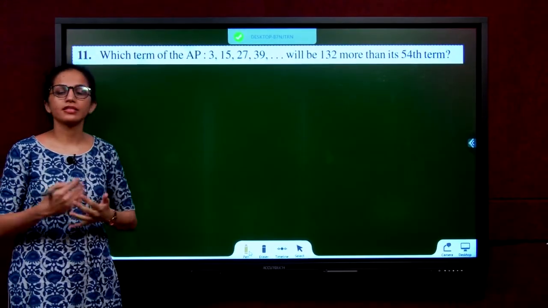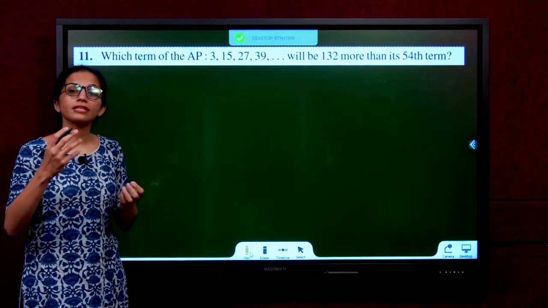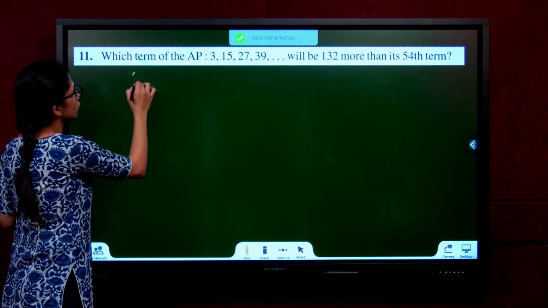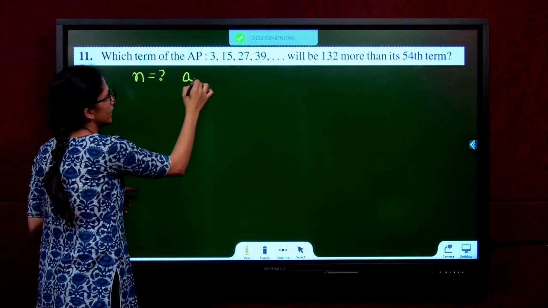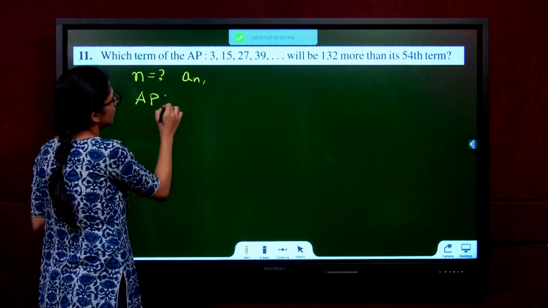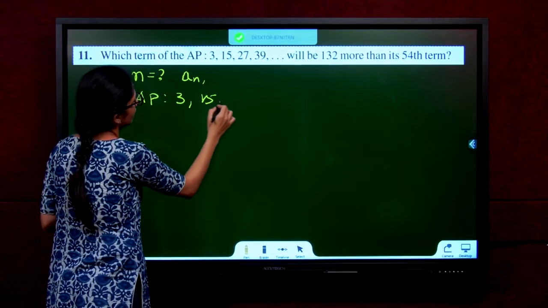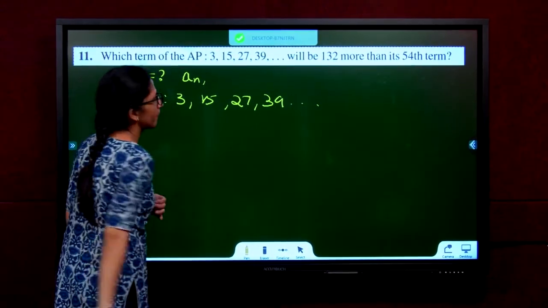Question 11. Which term of the AP will be 132 more than its 54th term? Which term? Is it the first term, second term? Which term? So you can say nth term. So we don't know that term and let the term be an. AP given is 3, 15, 27, 39 and so on.